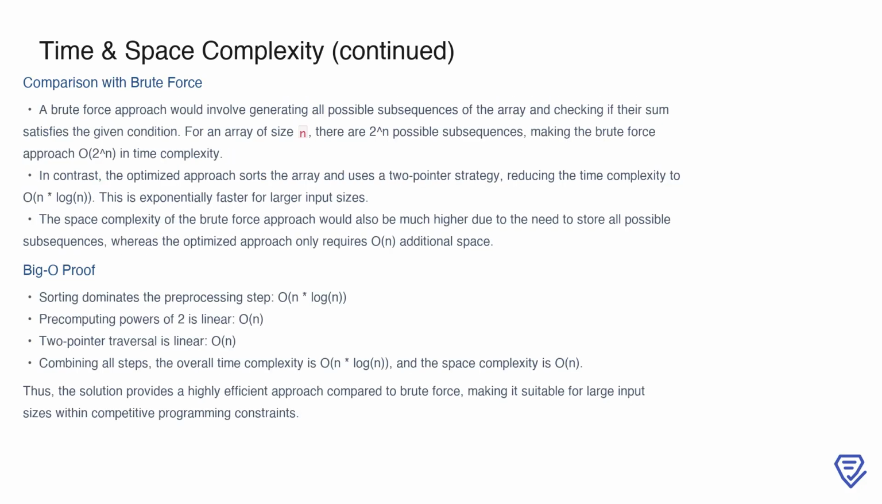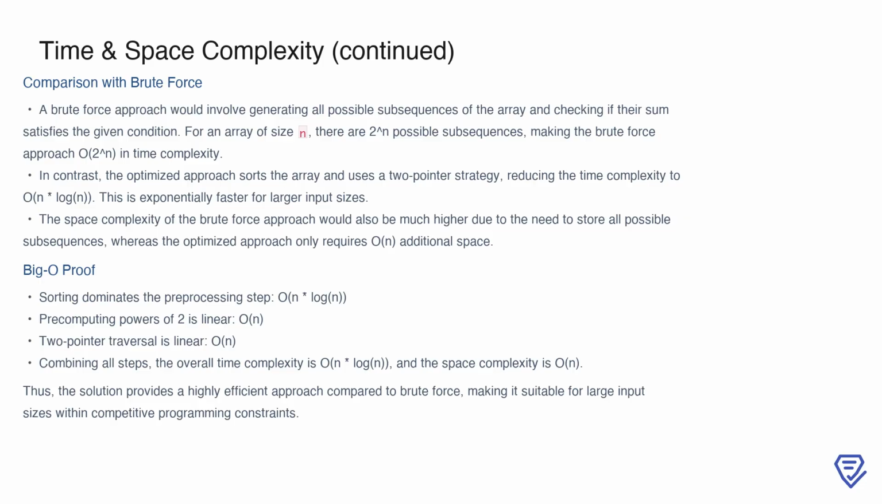To highlight the efficiency of our solution, let's compare it with the brute force approach. A brute force method would require generating all possible subsequences of the array and checking whether each satisfies the given condition. With an array of size n, there are 2^n possible subsequences, leading to a time complexity of O(2^n), which becomes infeasible for larger inputs.